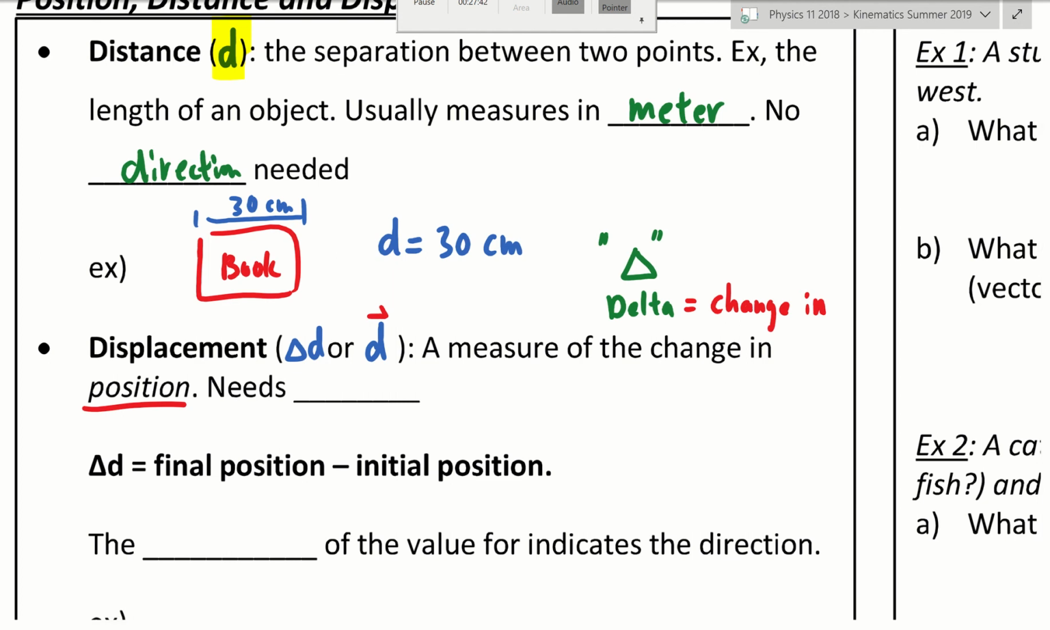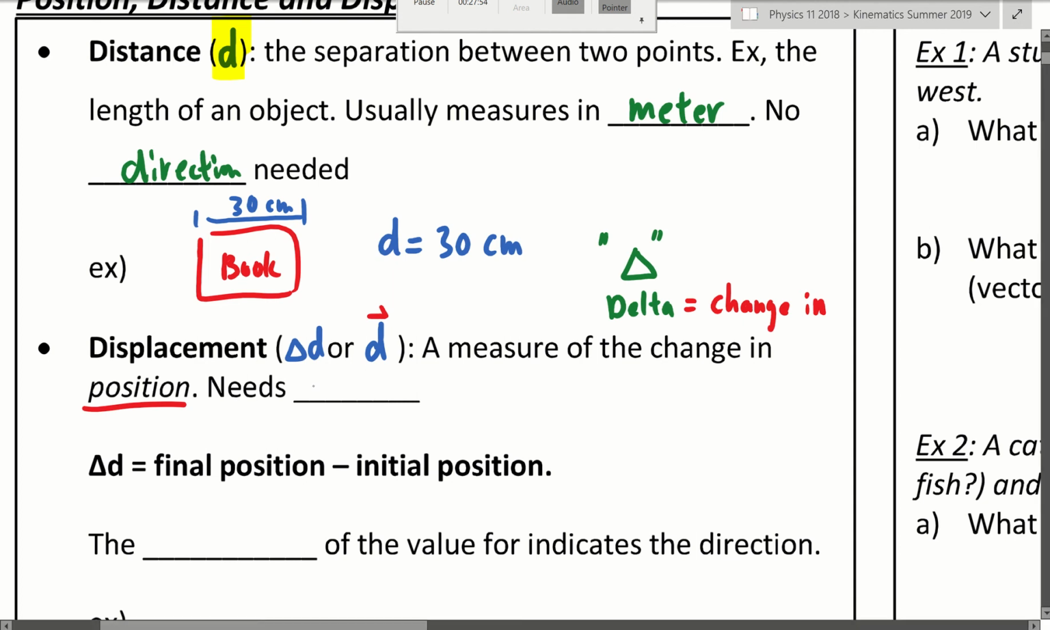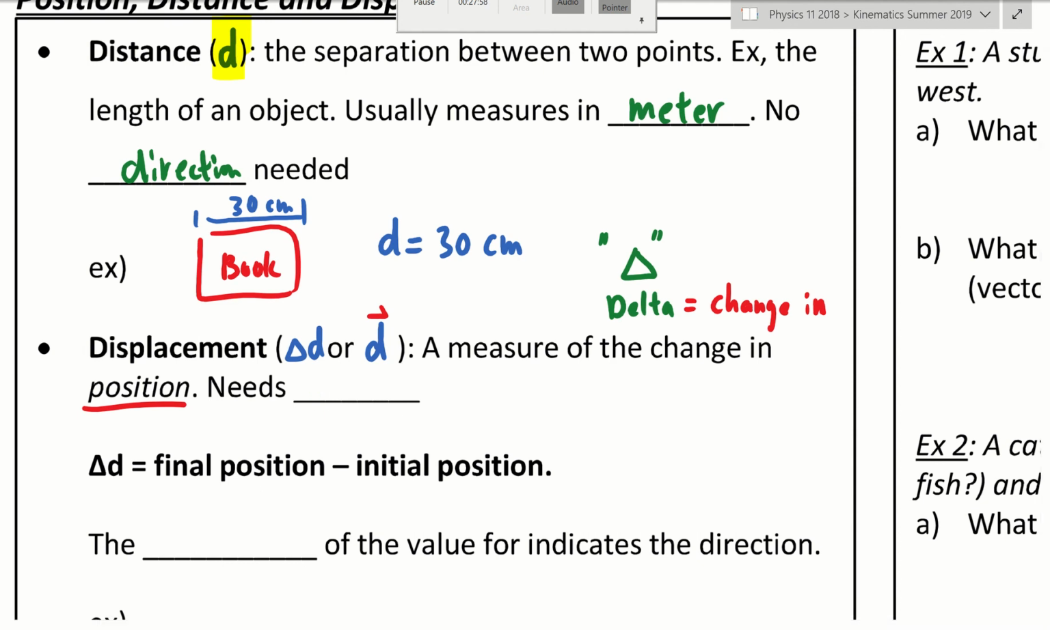You ask me, Mr. Chang, where's my cell phone? I said, well, it's about 10 meters from you. I moved it 10 meters. See, that's a change in position. But without telling you direction, you don't know where to look for it, right?